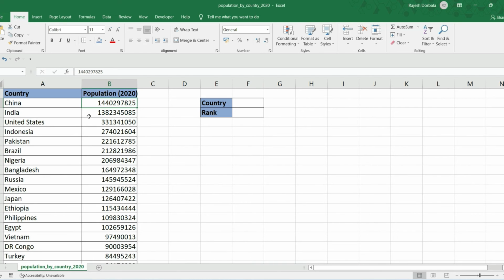So now after you sort it, what is next? Let us build a small little table, a lookup table of this sort. I have the country, I have the rank. I would just input the country name over here and I would get the rank in this cell. This is what I expect to do.